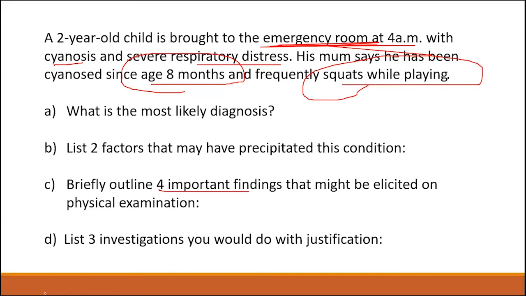Okay. So apart from echo, you want to do what? Your ECG. Then you also want to do what? Chest X-ray. Then you also want to do what? Your full blood count, FBC. Then you want to do a septic screen if the person is febrile or is having a temperature. Then you want to do arterial blood gases.